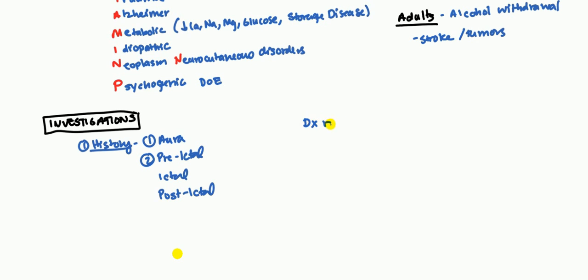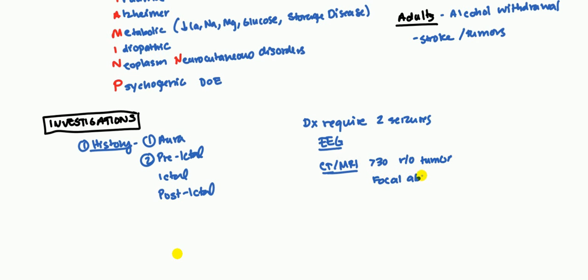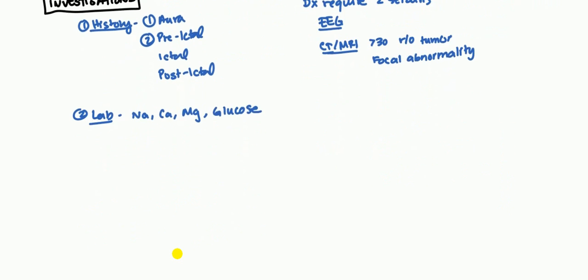Now, to diagnose epilepsy, it does require 2 seizures, so 1 seizure is not enough. And generally what you also need to do in order to diagnose it is an EEG. Depending on where it is in the brain, they get very characteristic findings. And generally this is done by neurologists and interpreted by neurologists. You also might want to do a CT and MRI, especially if they're over 30 years old, to rule out tumor. And you also want to rule out any type of focal abnormality that you may find. Besides that, there is some lab work you might want to do: sodium, calcium, magnesium, and glucose. Again, these are associated with seizures.